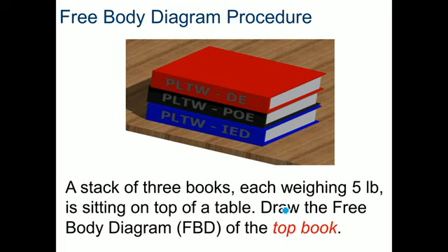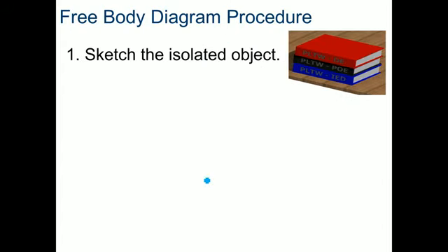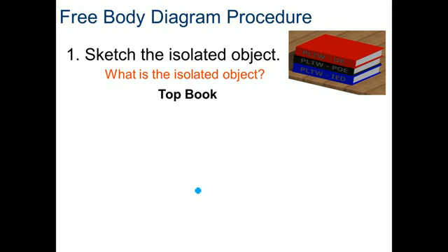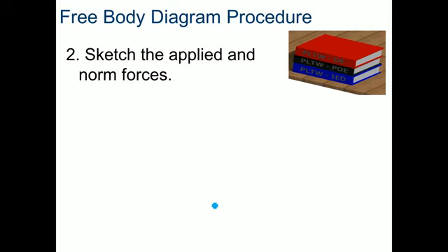So let's look at the various steps for drawing a free body diagram. In this case, we're going to draw a free body diagram of the DE book there at the top of the stack of Project Lead the Way books. First thing you want to do is sketch the object. In this case, we're looking at the top book, so that's all we're going to draw. So here I have my top book.